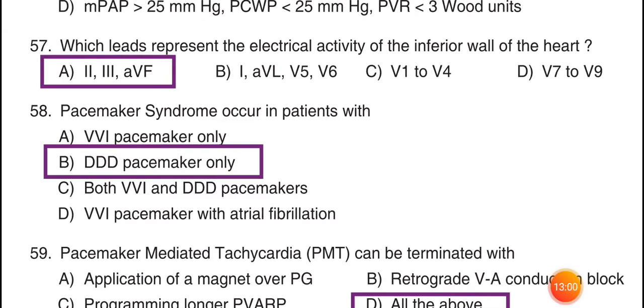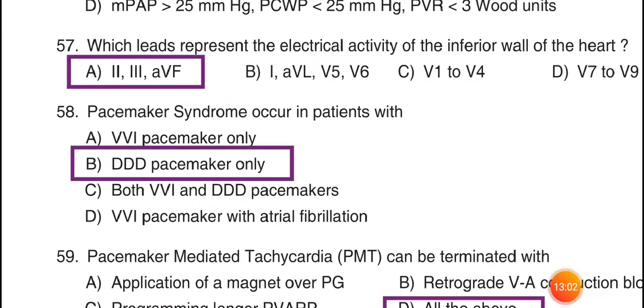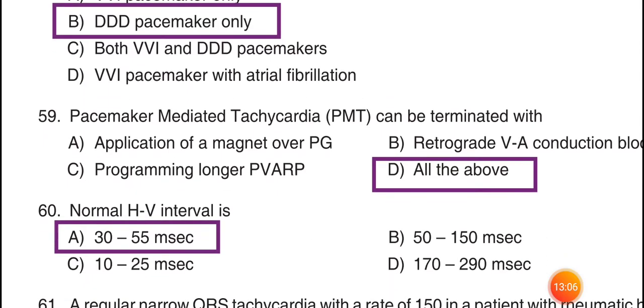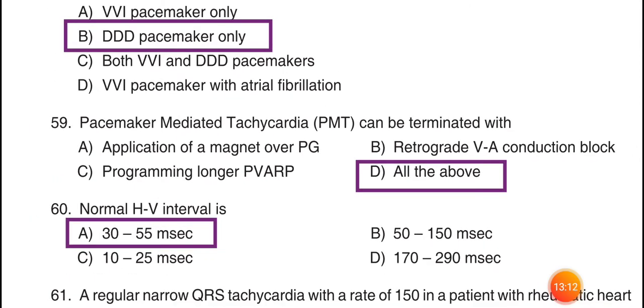58. Pacemaker syndrome occurs in patient with option B, DDD pacemaker only. 59. Pacemaker mediated tachycardia, PMT, can be terminated with option A, application of a magnet over PG, retrograde VA conduction block, programming longer PVARP. Answer is all of the above.